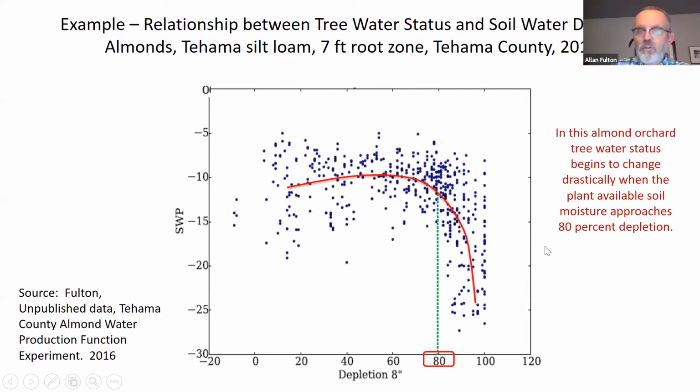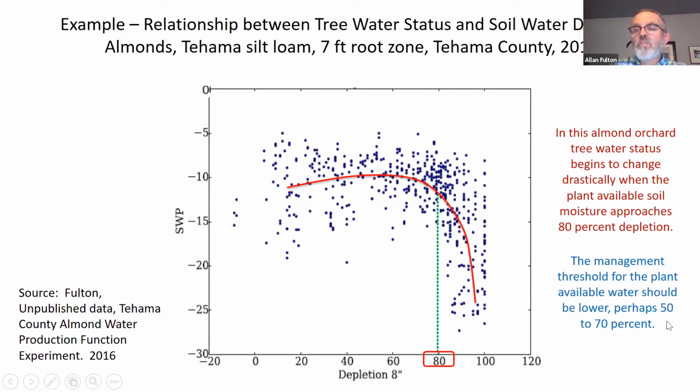The general shape of the curve: we see a lot of scatter in our stem water potential measurements, even at moderate depletion levels. On average, our best fit line is a fairly flat line up until about 80% depletion. At that point, we see 80% depletion of our plant available soil moisture, and we see a steady decline, or increase in tree water stress, a steady decline in our stem water potential, as in more negative.